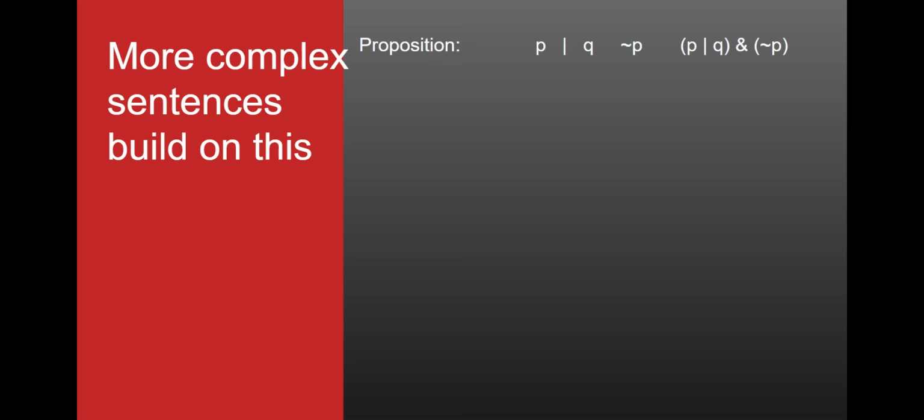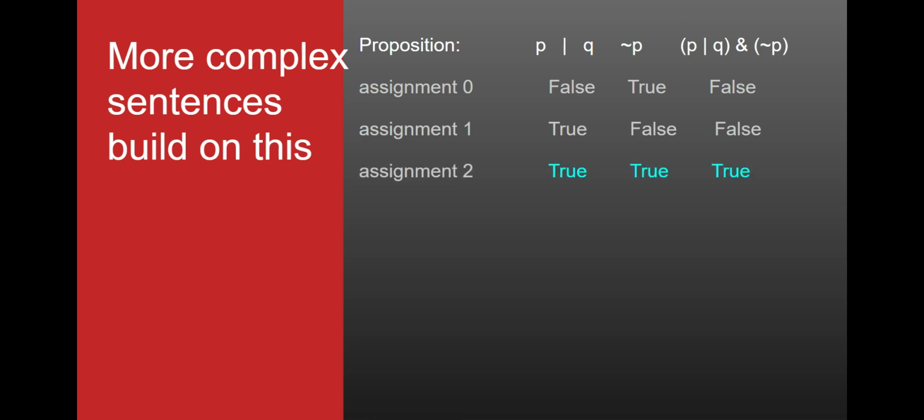More complex sentences build on this. So here we have two reasonably complex sentences, P or Q and not P, and then we conjoin them, and that results in a truth value that is a function of the conjunction operator that we looked at before. So here we see the truth table for that more complex sentence.